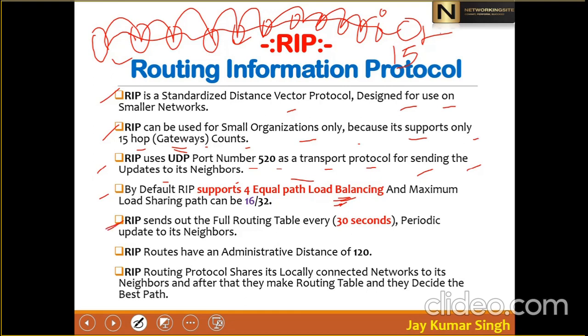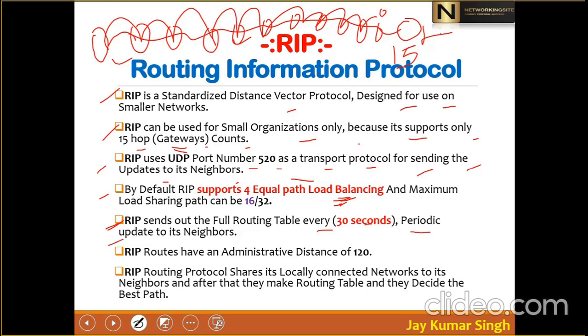Now understand this one. RIP sends a full routing table update to its neighbor every 30 seconds, and this information is periodically sent to the neighbor every 30 seconds. Like every 30 seconds I'll be telling you, my name is this, I'm from here, this is my information. The same information will be sent to the neighbor every 30 seconds. That's why RIP is a little bit slower.